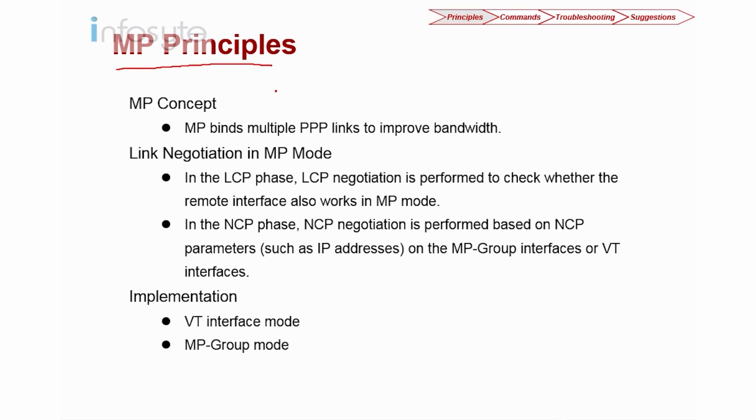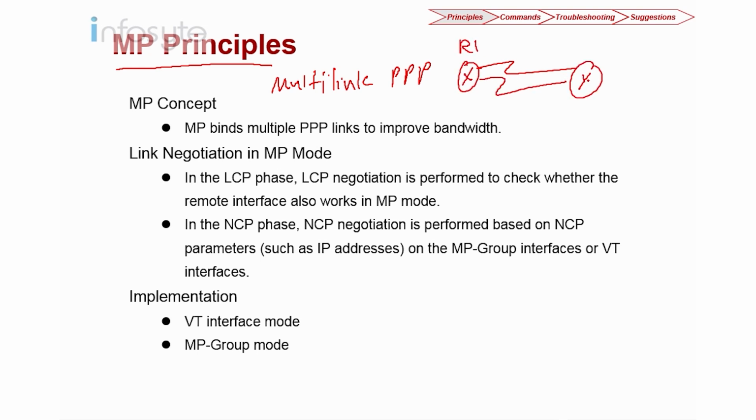Now let's look into the MP principle. The MP here stands for multi-link PPP. In essence, what it means here is assuming that I have R1 and R2, and if let's say the link here has insufficient bandwidth, I'm going to do a multi-link PPP. So this is to increase the available bandwidth. Alright, so that is the main purpose of using MP PPP, to improve the bandwidth.